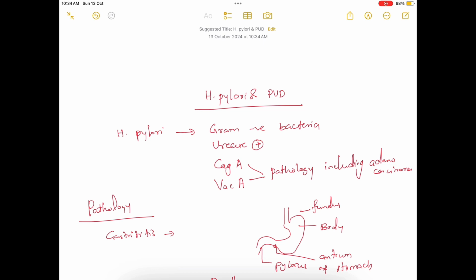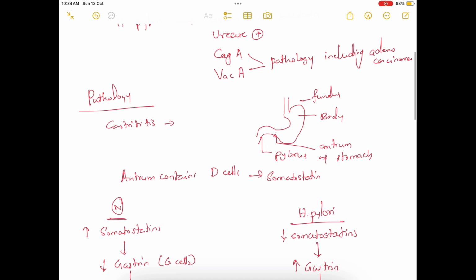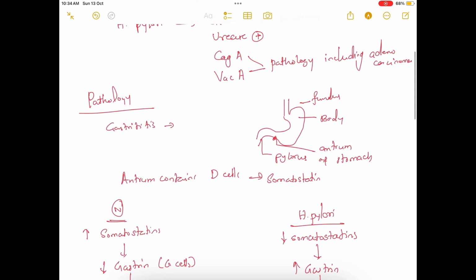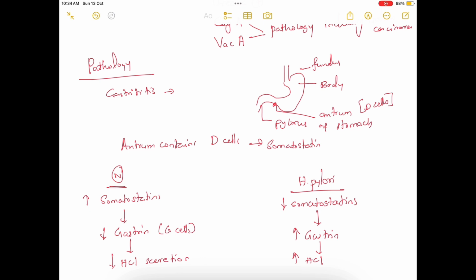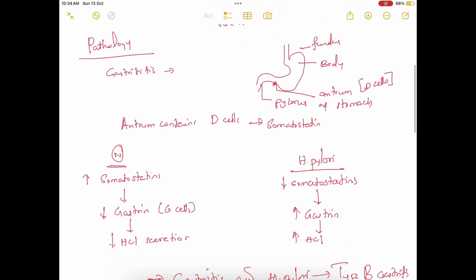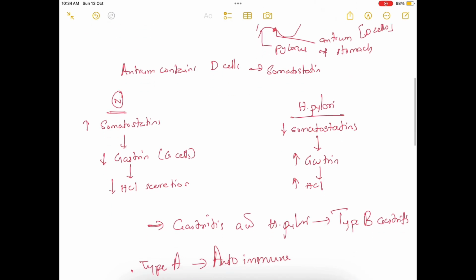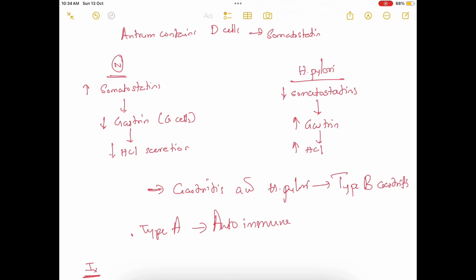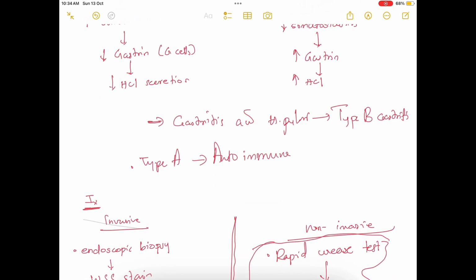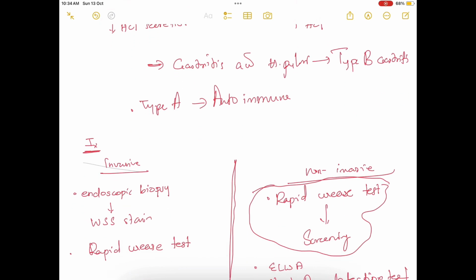So let's talk first about microbiology: gram negative, urease positive, two factors, CagA and VacA. So that is the one which is leading to adenocarcinoma. Then coming to pathology, gastritis, which typically occurs in the antrum. Antrum contains D cells which normally secrete somatostatin. So when it is affected by H. pylori, there will be no more somatostatin, so there will be no inhibition on gastrin. So increased gastrin leads to increased HCl production, that we know. So this type of gastritis is called type B gastritis, and we should know that type A gastritis is autoimmune.